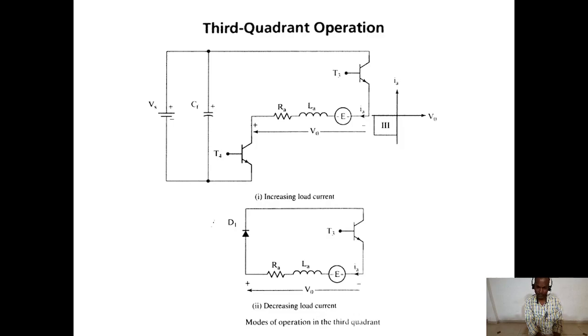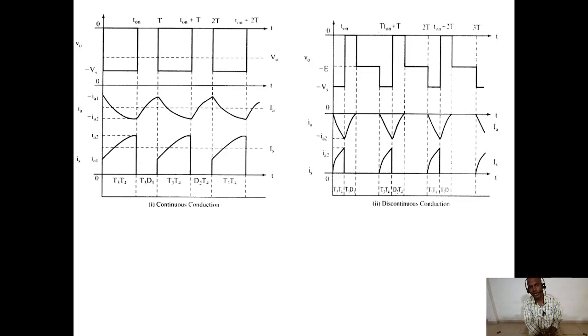where D1 is on and T3 is on, and the reduced model is represented with increasing load current in the first model, and decreasing load current for the zero voltage represented in the second circuit. And here also we have two modes of operation, continuous conduction and discontinuous conduction.